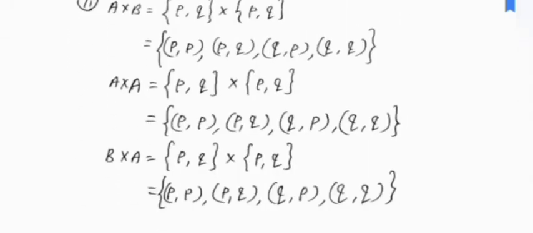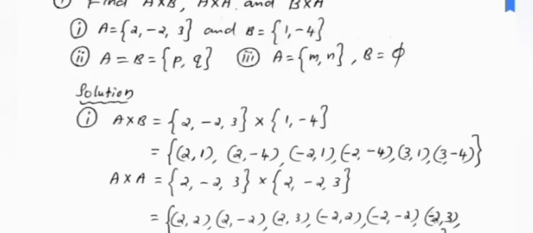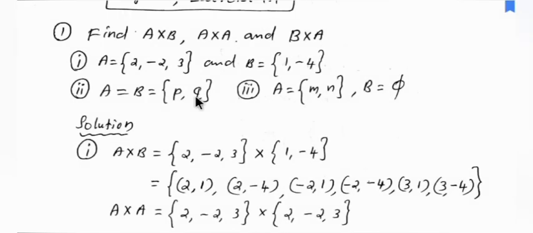B cross A is equal to, B is the same, {P, Q}, cross A. A is the same, {P, Q}. Take the first one, (P, P). First one, second one, (P, Q). Second one, first one, (Q, P). Second one, (Q, Q). Now, the second problem is over.